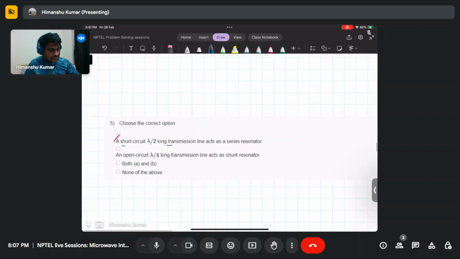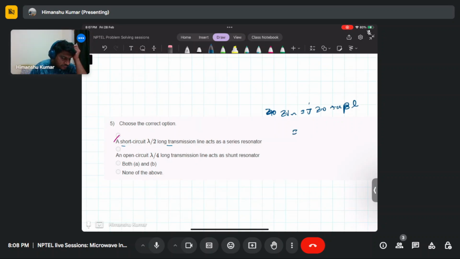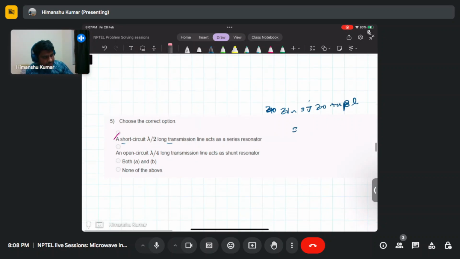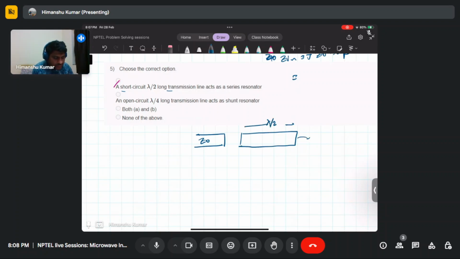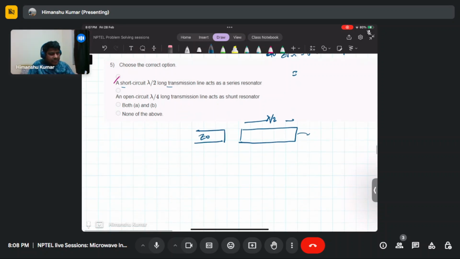For a short circuit line, Zin can be written as j times Z naught tan beta L. Let's say this is your feeding line with Z naught impedance, and you have connected a lambda by 2 short circuited line. Let's calculate the input impedance at this point.